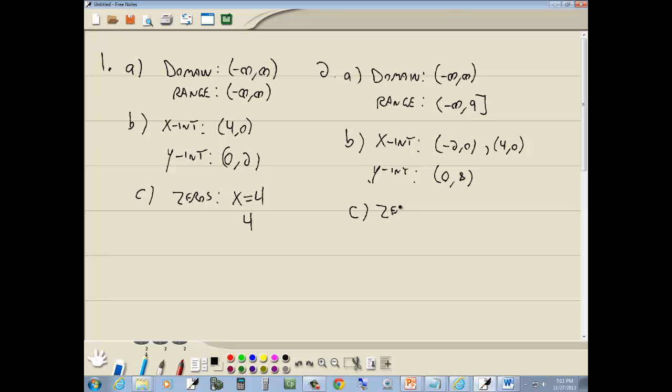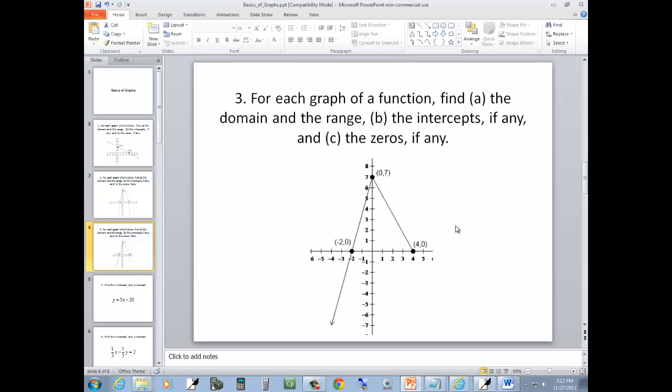Now our zeros. Well, that'll be x is equal to negative 2 and x is equal to 4. Or you might just simply see negative 2, comma 4. Let's take a look at one more of those.